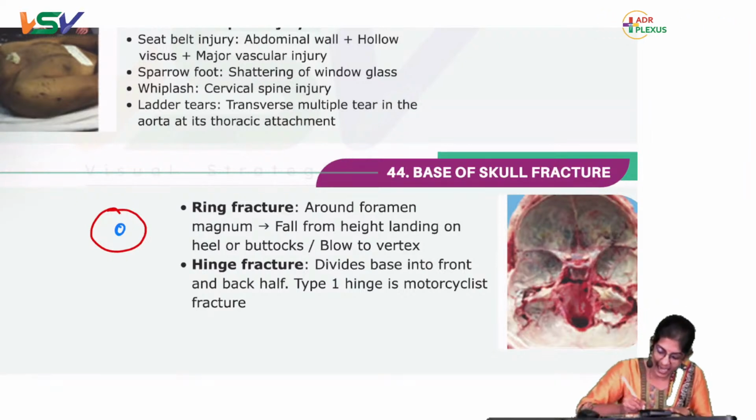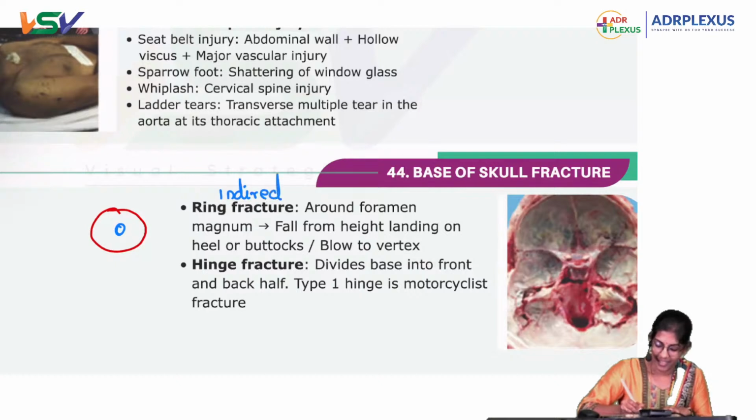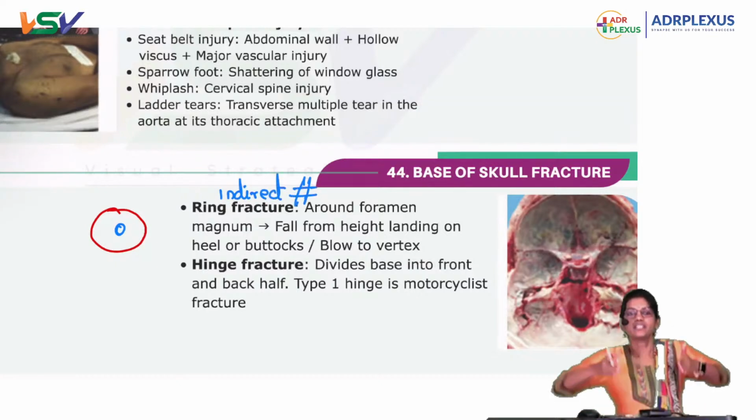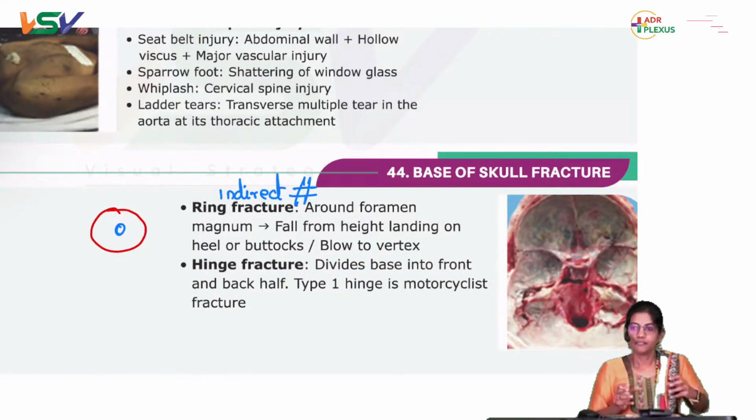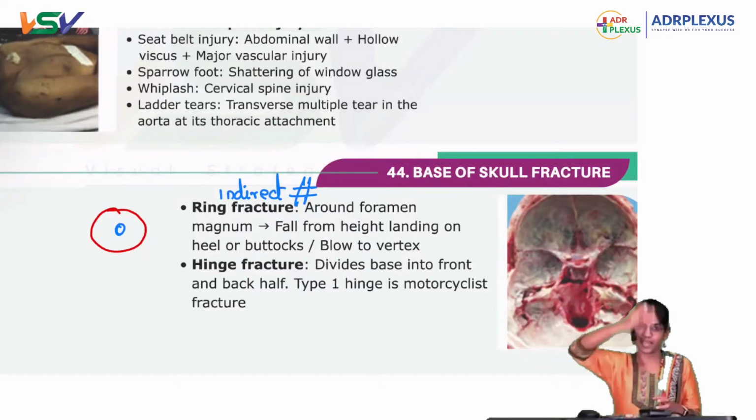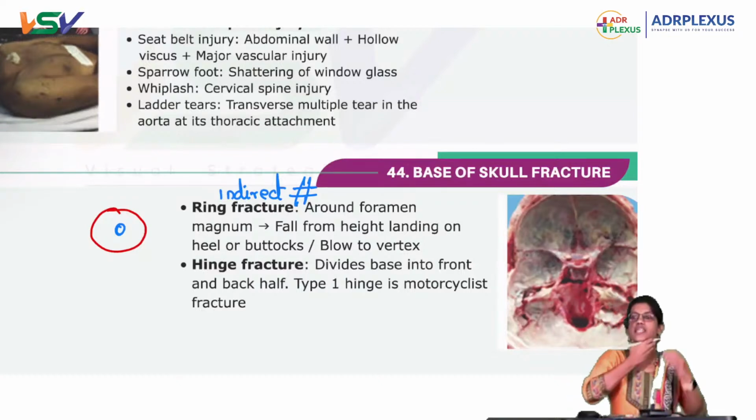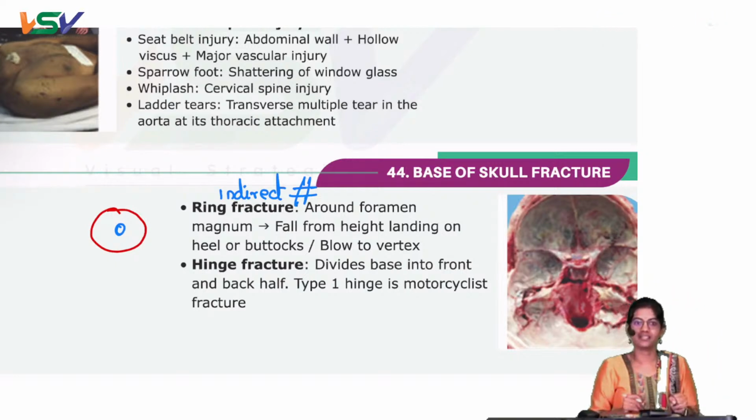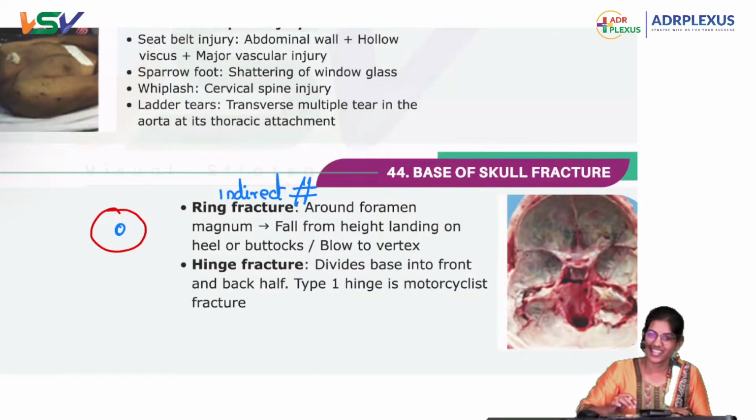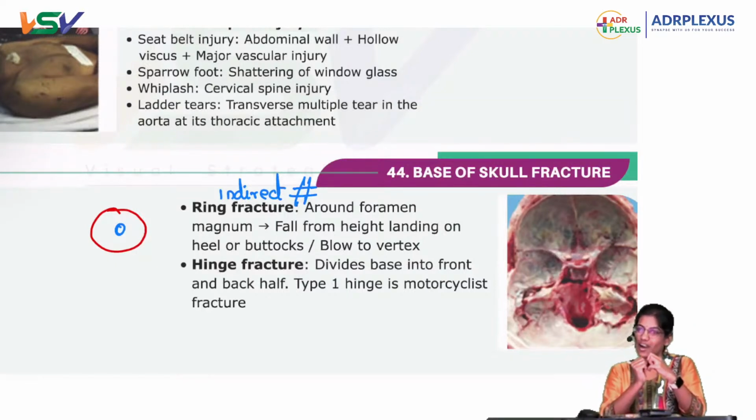It is an indirect fracture. So when the person falls on the heel or on the buttocks, the force transmits along the spine and it pushes the spine into the skull cavity. So around the foramen magnum, there is a fracture. That is ring fracture. Hinge fracture separates the skull into two halves.